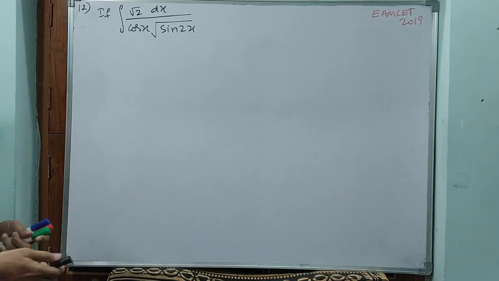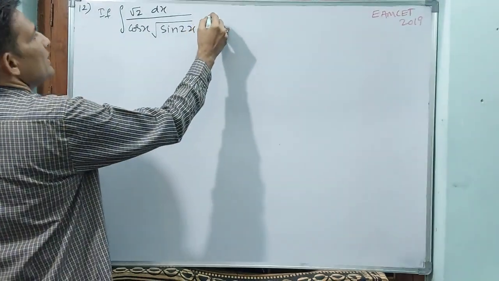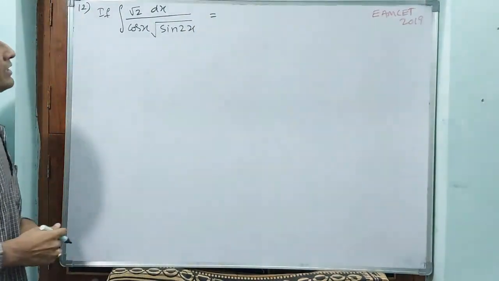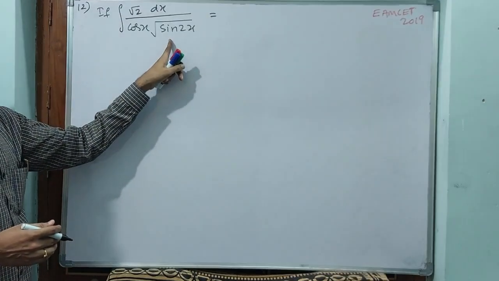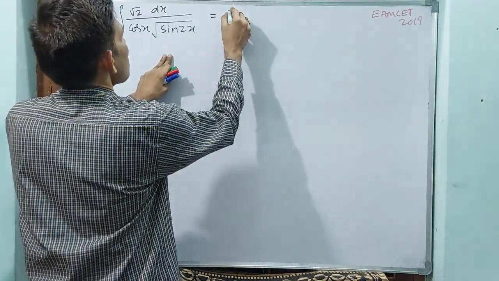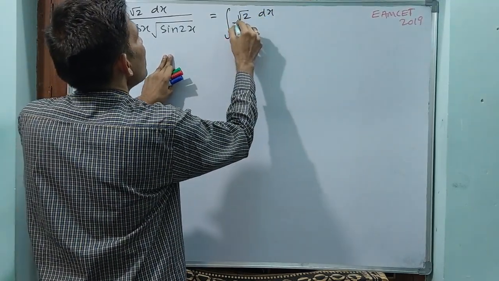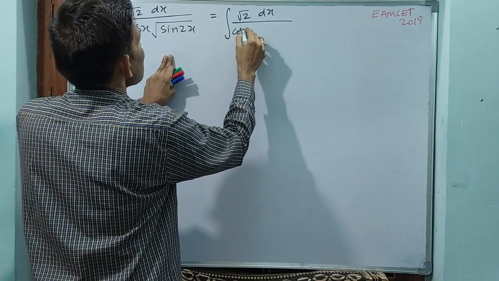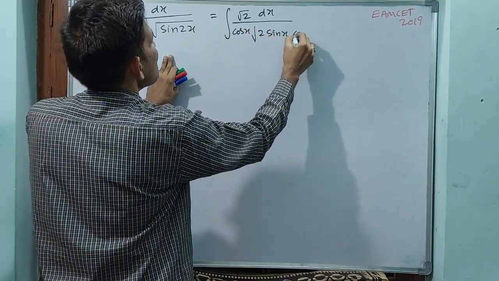Okay, see how I am writing this. This is the question. By not wasting the space, I am continuing here itself. That is equal to... here also, first of all, you change sin 2x as 2 sin x cos x. Then we can understand what is to be done. Root 2 dx by, outside cos x is there, but this I will change as 2 sin x cos x.